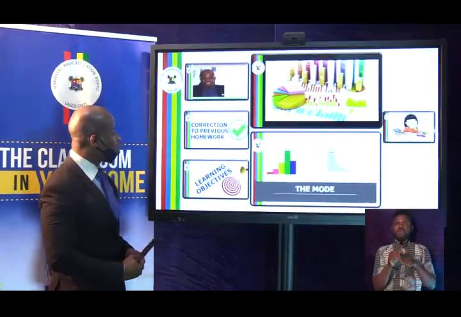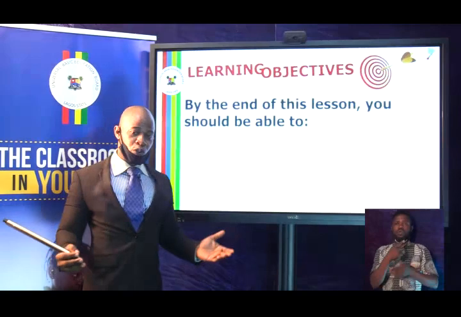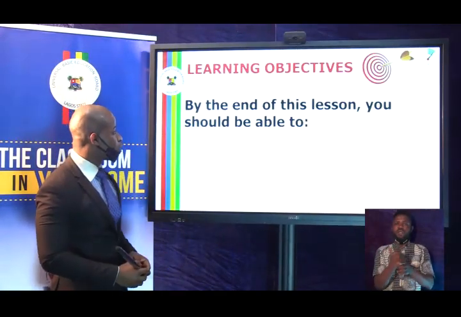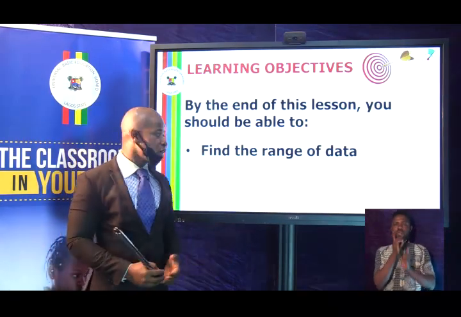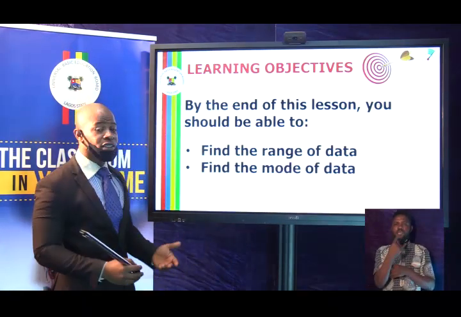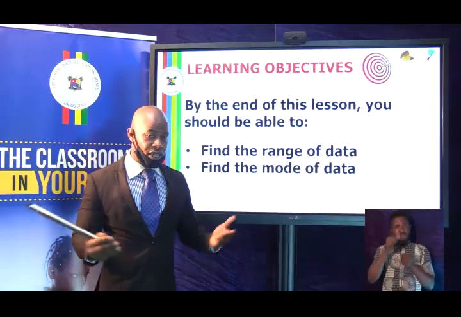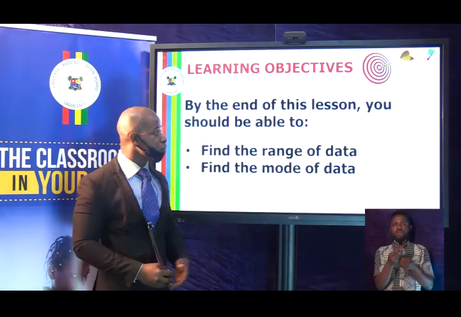Now, moving on to the lesson objectives for today. What are we supposed to be able to do at the end of this lesson? By the end of this lesson, you should be able to find the range of data. You should also be able to find the mode of data. I believe you all remember what data is. Information, facts about any given subject.